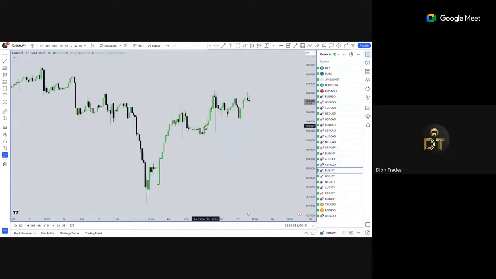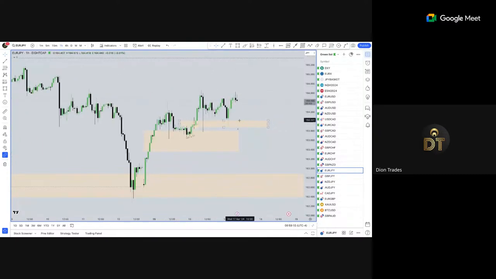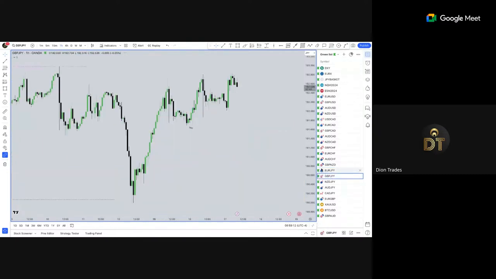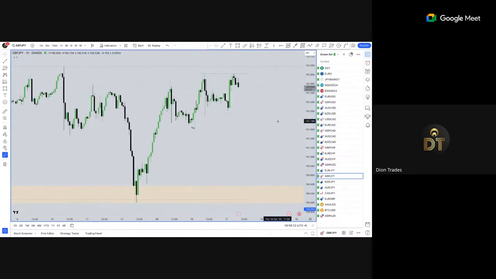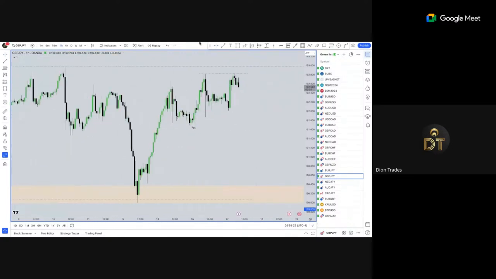Let's look at the JPY pairs. Okay, EUR JPY is consolidating as well, right here. GBP JPY as well. Look at the buy side liquidity that has been created here. It's going to be taken out, you know it. So JPY news, I don't think there's any JPY news this week. So probably we will see.